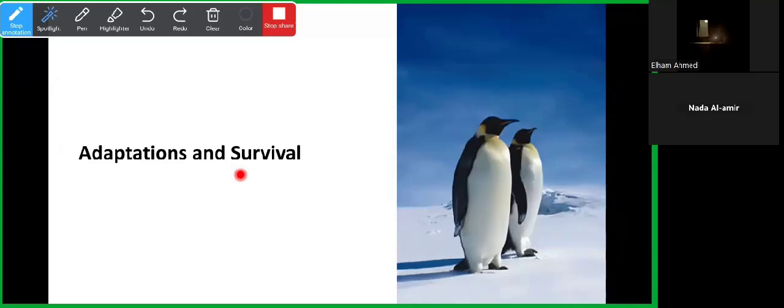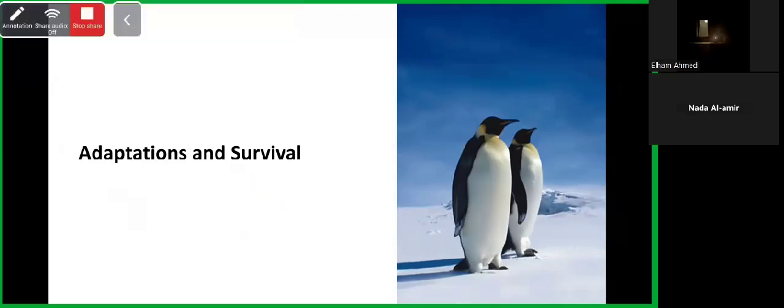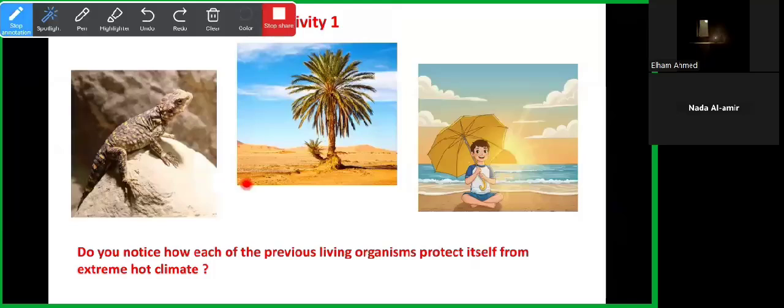Okay, that's good. Our lesson today is going to be about adaptations and survival. But first, let's look at some pictures. As you see in these pictures, do you notice how each of the previous living organisms protected itself from extreme hot climate? Let's look at the first picture.